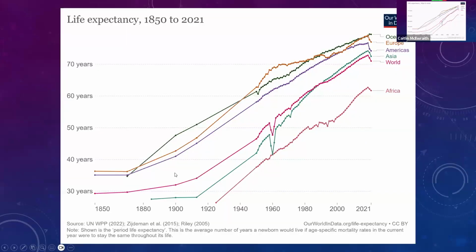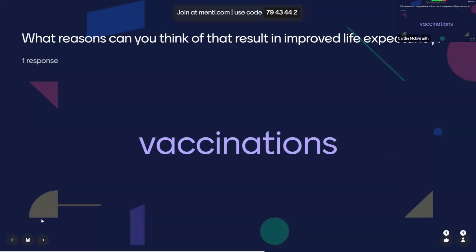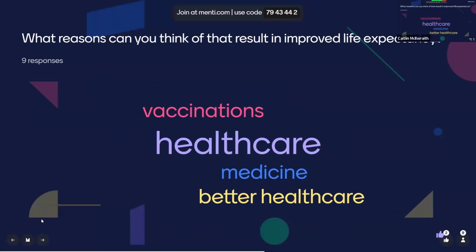So a bit about the clinical work that I do. This is a graph looking at life expectancy from 1850 to 2021. And as you can see, there's a significant increase in that period of time. So now I want you guys to think about what you think has been important in terms of making that change. What do you think has improved life expectancy in that 171-year period? So you saw that rapid increase.